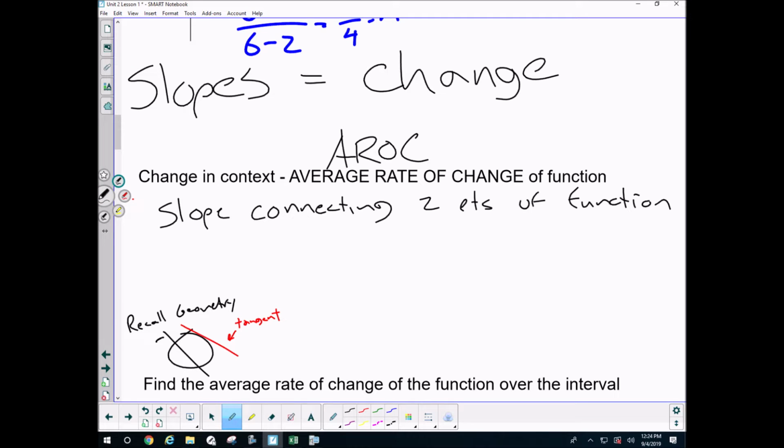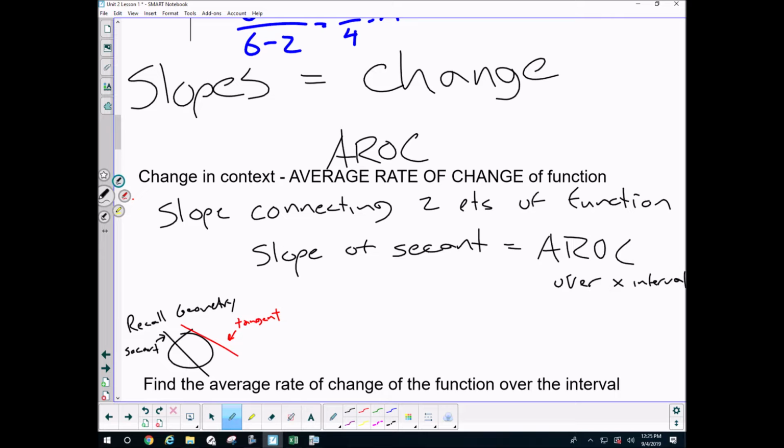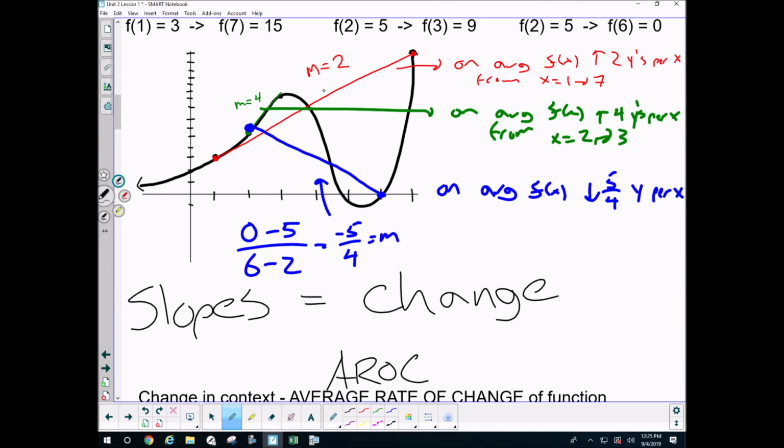We are going to use these same terms from geometry, but with functions. We're going to call a line connecting 2 points of a function a secant. So the slope of a secant equals the average rate of change over an interval. Okay, so all of these lines are called secant lines. Even though this red line passes through 3 points, we're just talking about the 2 points it connects. It's a secant. All right.